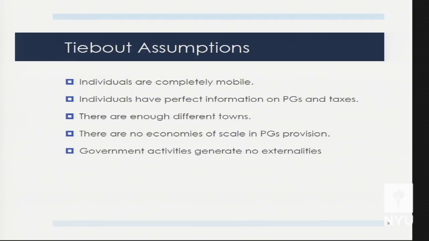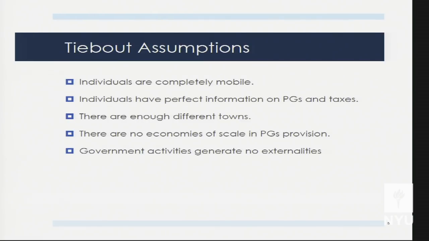So we assume that it isn't true that when you provide a public good to more people, the cost per capita goes down. We assume that it's a constant cost per capita, which is a strong assumption for various public goods, right? There are definitely public goods we can imagine there being economies of scale.